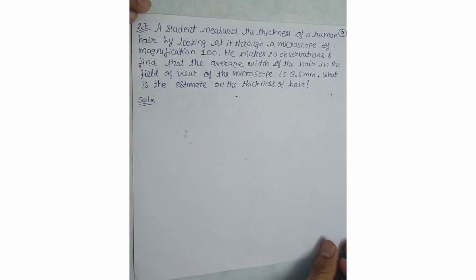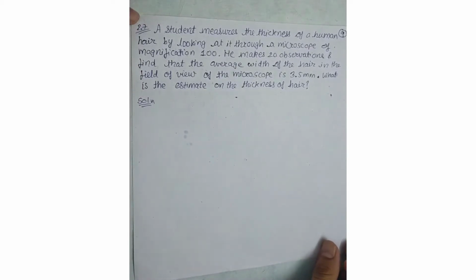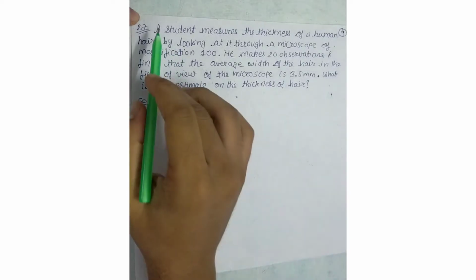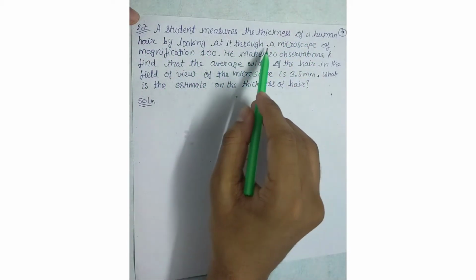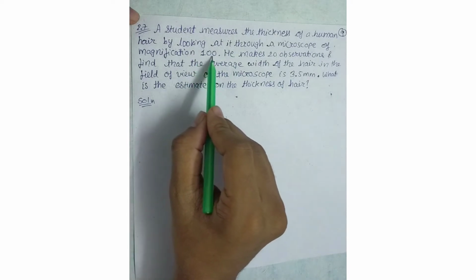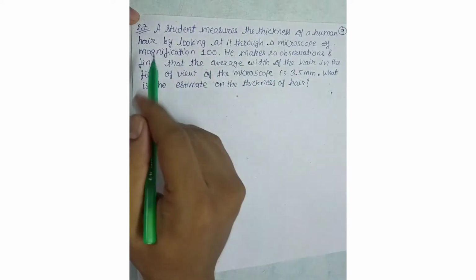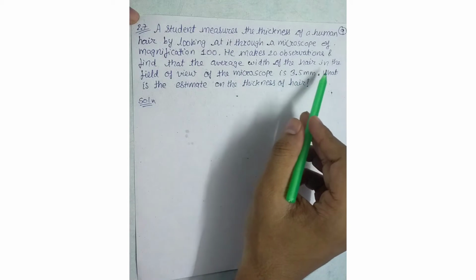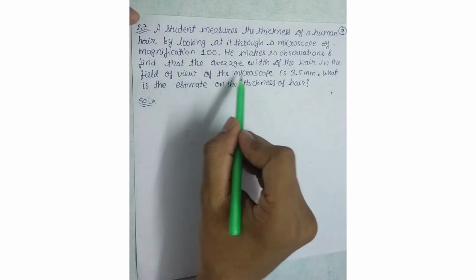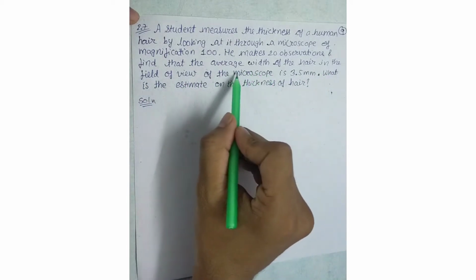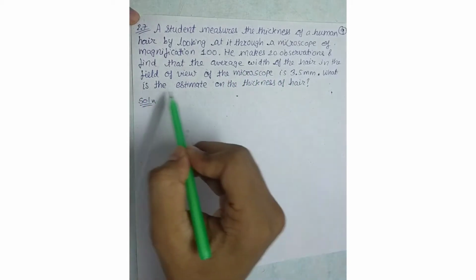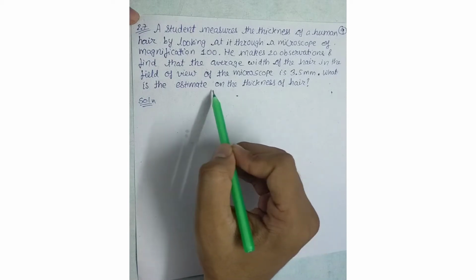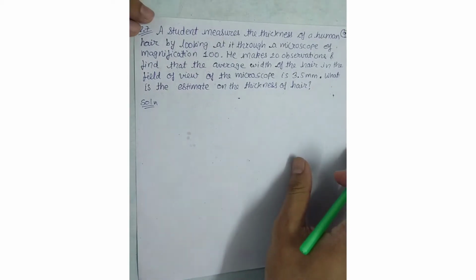Hello friends, let us discuss question number 2.7 of chapter 2, Units and Measurement. A student measures the thickness of a human hair by looking at it through a microscope of magnification 100. He makes 20 observations and finds that the average width of hair in the field of view of the microscope is 3.5 mm. What is the estimate of the thickness of the hair?